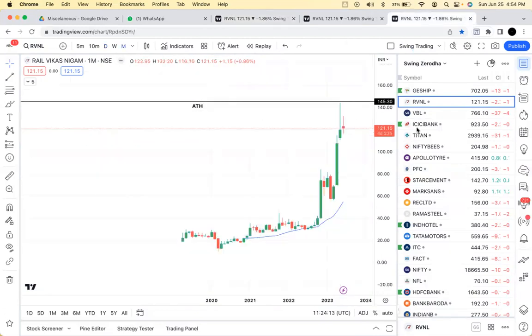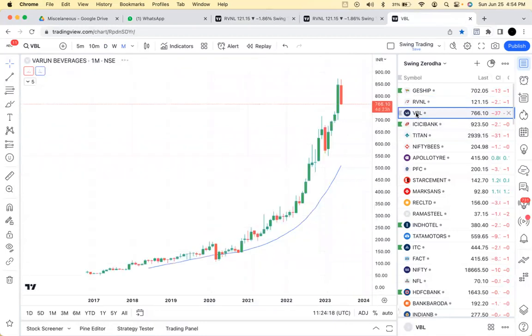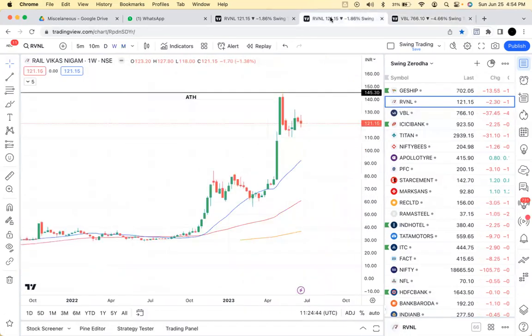Okay, now I go back to the monthly, and our next one is VBL, Varun Beverages, also on the monthly. See, it hasn't been listed on the stock market that long, so the history is less, but still the 20-month and the 60-month are in the right pattern, and you'll see that the stock price is above the 20 as well for quite some time. Look at that, it stayed above the 20-month period moving average, which is very good.